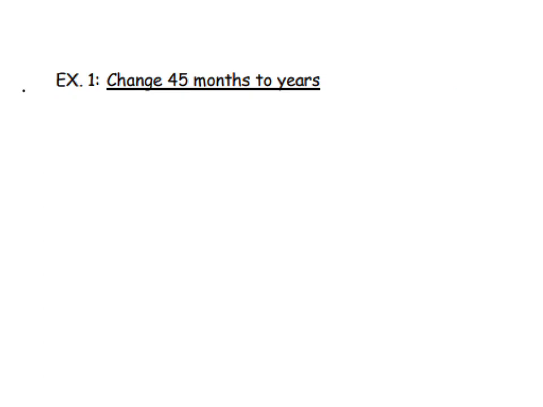So example 1, we're going to change 45 months into years. Now, if you look at that conversion chart at the top of your paper, we don't have any conversions between months and years, but this is one that you should know. So we're going to start with what they give us, which is 45 months. So we're going to say 45 months over 1, because that's what we're starting with.